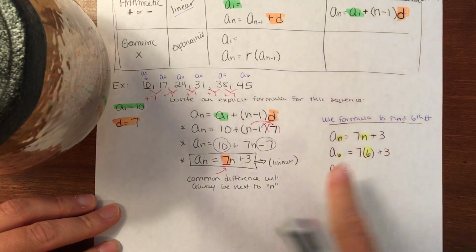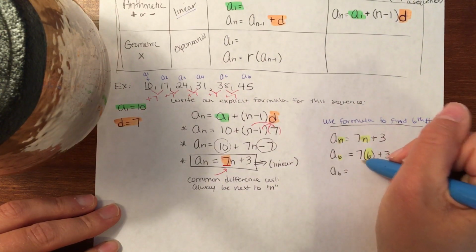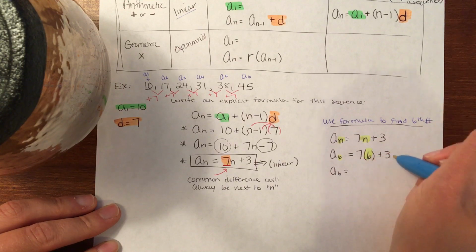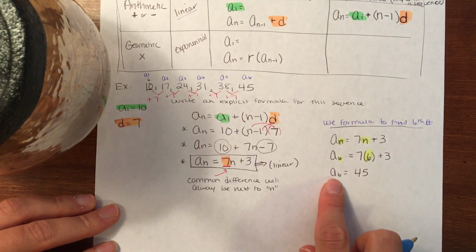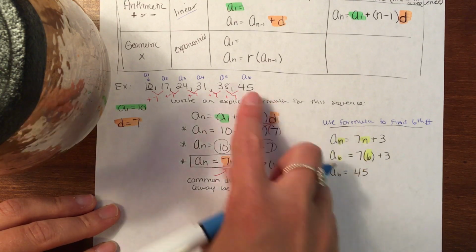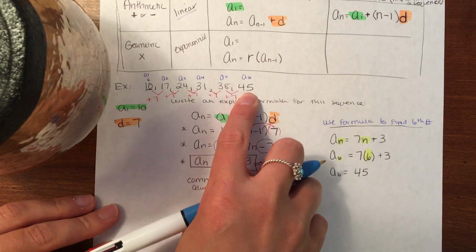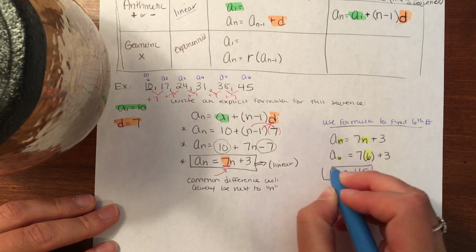A of 6, or the sixth term in the sequence, is equal to 7 times 6, which is 42. 42 plus 3 is 45. And the way you would read that, you'd say the sixth term in the sequence is 45. Do we know that's true? Yes, we do. Okay? So that's how this formula works.